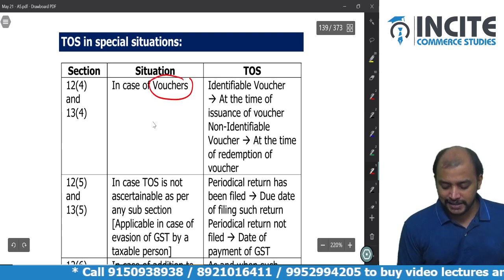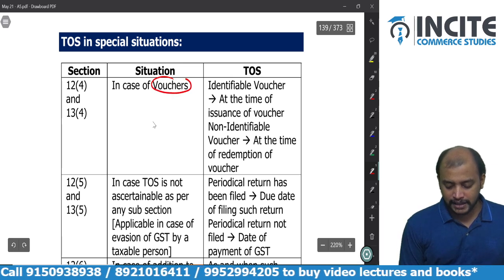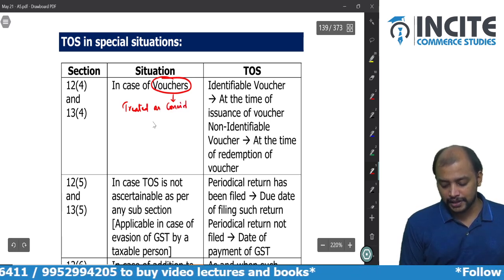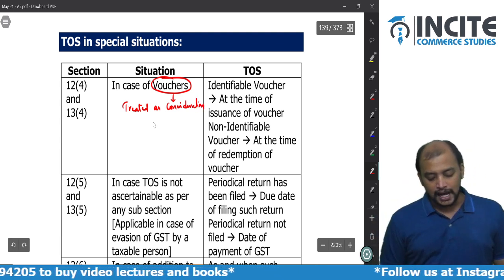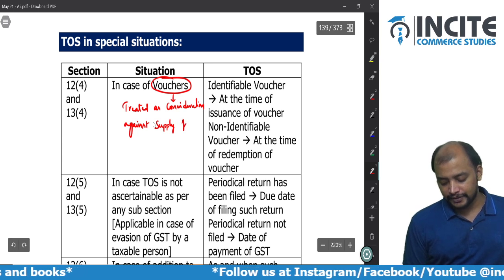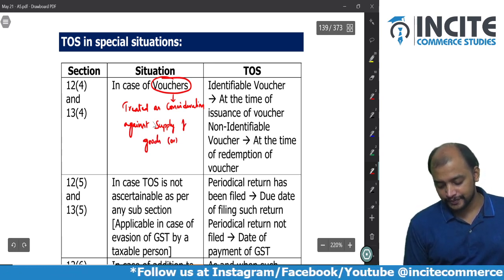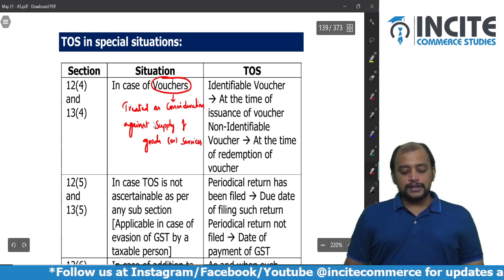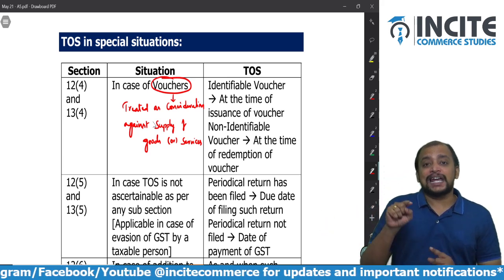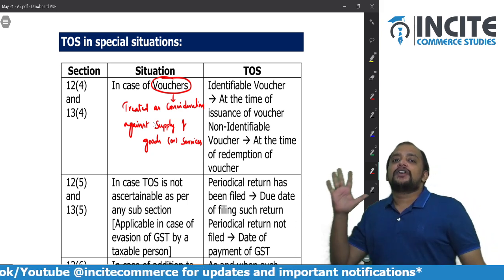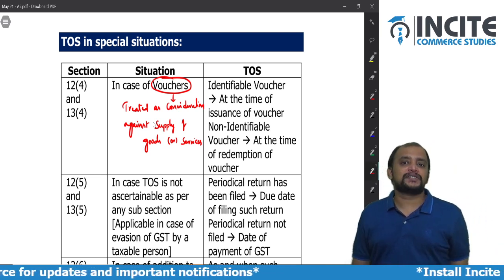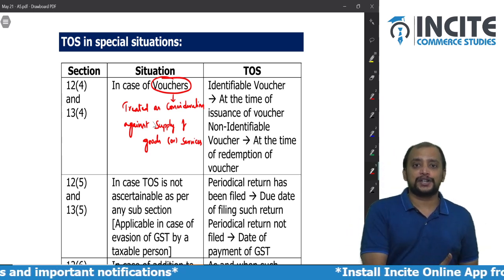So the voucher is treated as consideration against supply of goods or services. Therefore, in my example, we need to pay GST on 700: 200 rupees cash, and on 500 rupees the voucher is received as a consideration. Now, for the 200 rupees, what will be the time of supply? It is determined as per normal provisions, subsection 2.